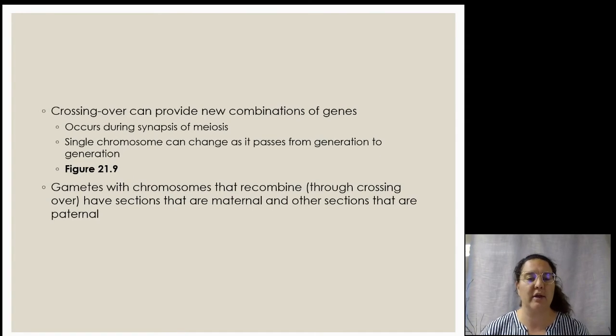But crossing over can occur during prophase 1 of meiosis, during the process of synapsis. So a single chromosome can change as it passes from generation to generation. Gametes with chromosomes that recombine through crossing over have sections on their chromosomes that are maternal and other sections that are paternal.